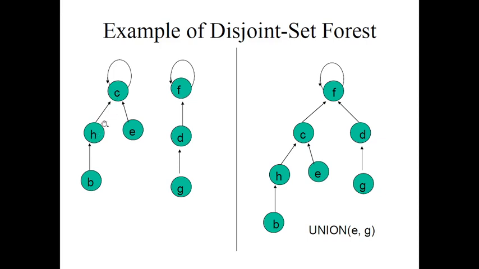H's parent is C, and B's parent is also C, and E's parent is also C. And here G, D, F are also represented as another set using another tree, and these two trees together form a disjoint set forest. And here you can see whenever we find set B, we will reach B's parent, which is H, and H's parent, then C's parent is C itself. We will terminate and return the answer C. That means we have to traverse like this. Okay, and this is the only problem in this implementation.